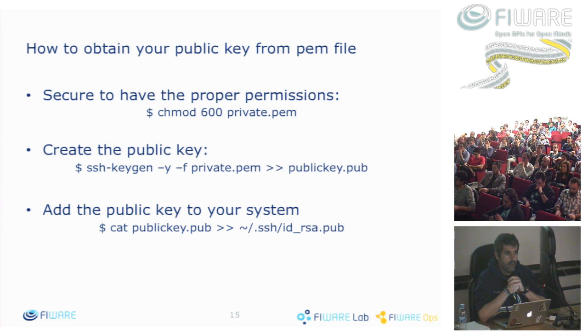You have another possibility: if you have the PEM file, you can obtain the public key corresponding to this file. You only have to execute the ssh-keygen program in order to get the public key, and in fact you can add this to your SSH id_rsa.pub file in order to put it directly there, and you don't need to call -i with the key file in the SSH command.